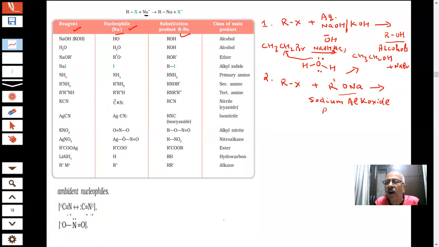How do you get it? You have alcohol and you put sodium in it. What will be the result of this? This H will go. You have seen this is a reaction of alcohol with sodium. Sodium is a metal. It will displace hydrogen and you will get this. Note down everything, students, very, very important for you.